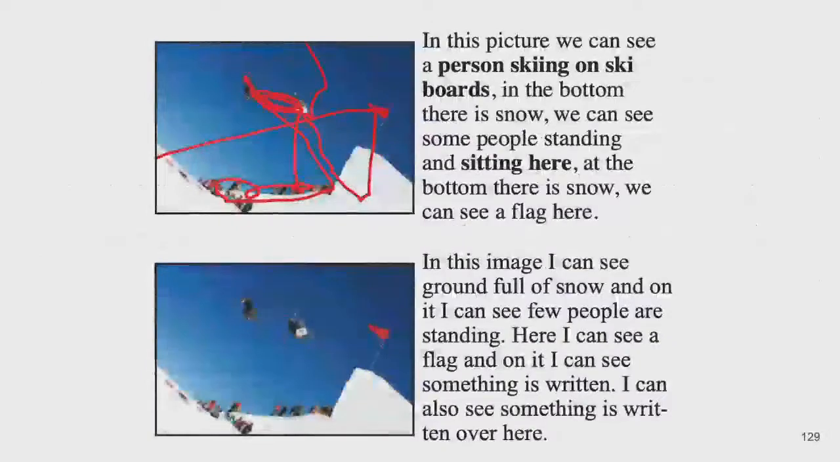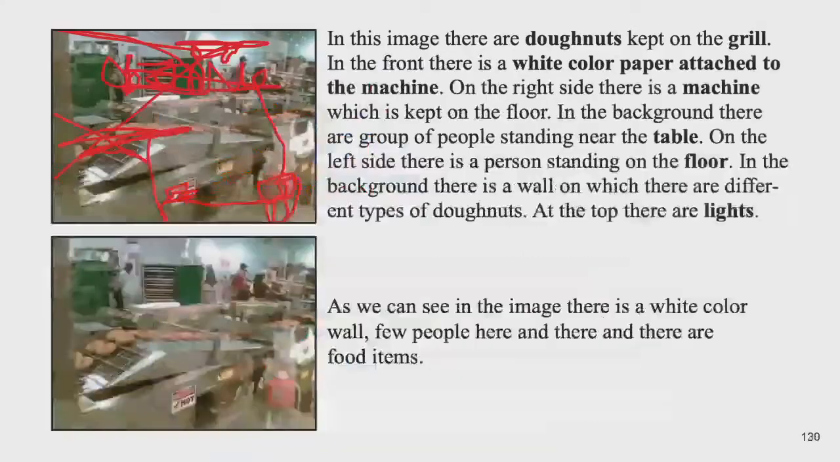I'll just show you examples, I guess. Here, the red thing is the trace, right? And here, without the trace, it just ignores these two guys in the sky entirely. And here you can see a person skiing on his keyboard, sitting here. This is even more wide, because the trace is so long, it described the donuts, which is important here. It described this part, this hot part, the white color paper attached to the machine.